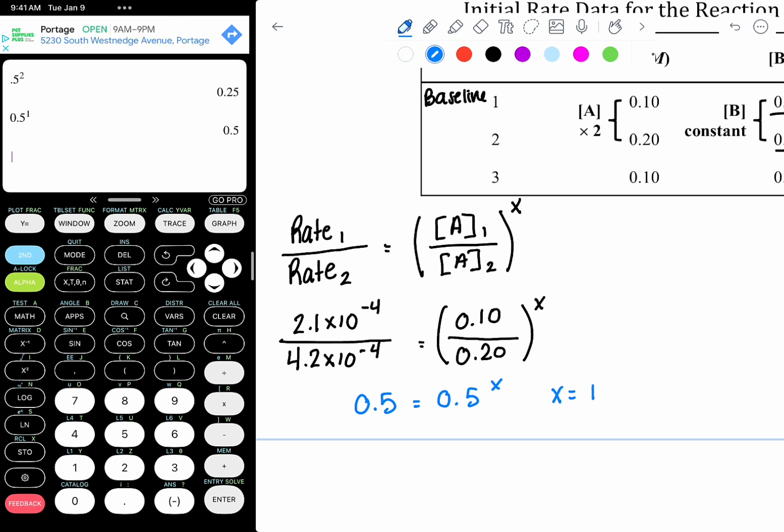Okay, do you see how we related that? What value does this x need to be to take that 0.5, raise it to some value to get out the required answer of 0.5? Well, it needs to be 1. So that means that x has a value of 1, and this is first order in A.